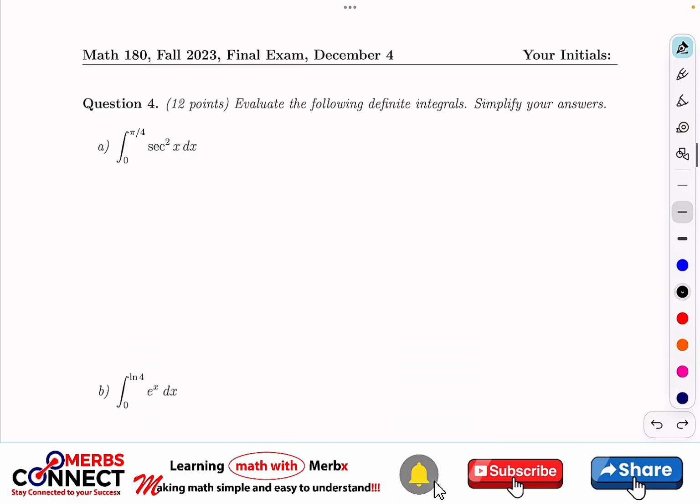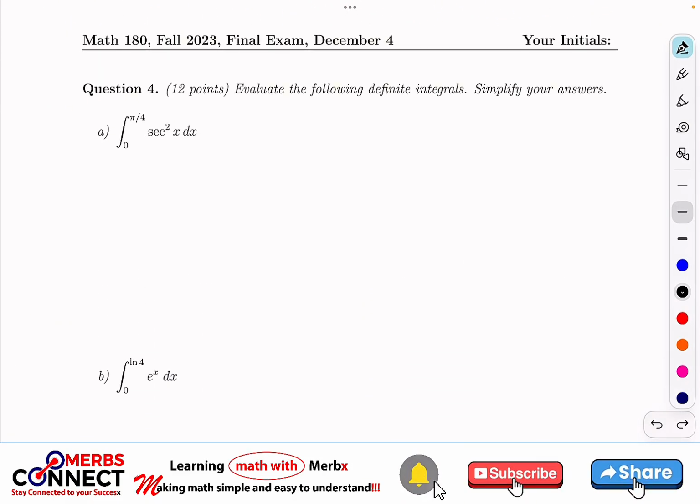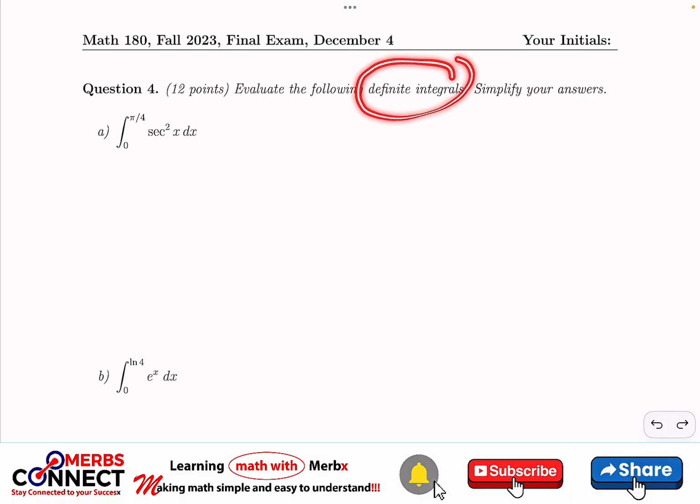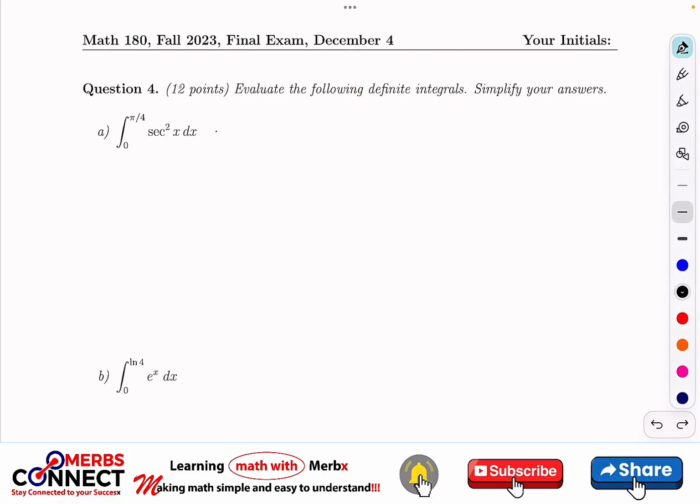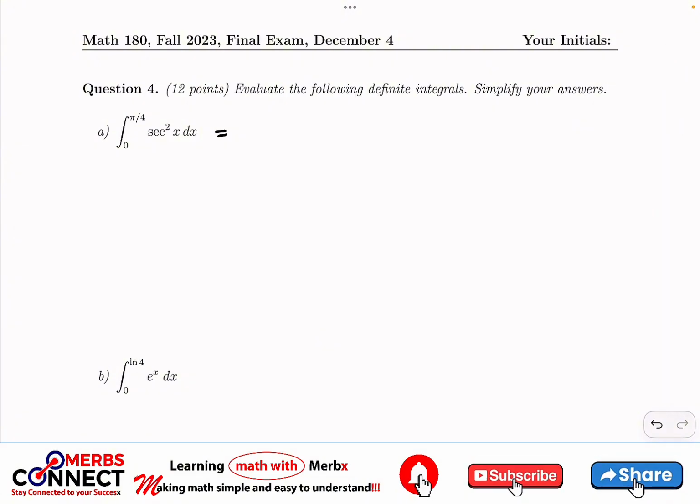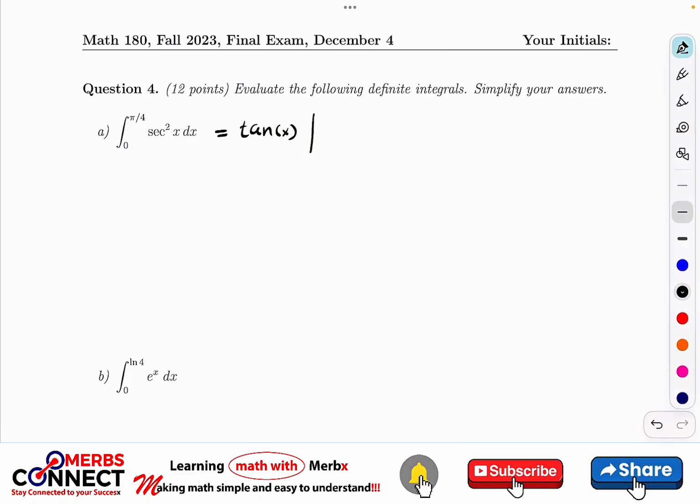All right, now let's move to question 4. Question 4, we want to find the definite integrals of the following functions, right? So this is equal to, so here we ask ourselves questions. What trig function, when I differentiate, I get secant squared? Yes, you are right. That's the tangent of x. Then we need to evaluate it at 0 and pi on 4. So what are we going to get here? This is going to be tangent of the upper limit minus tangent of the lower limit.